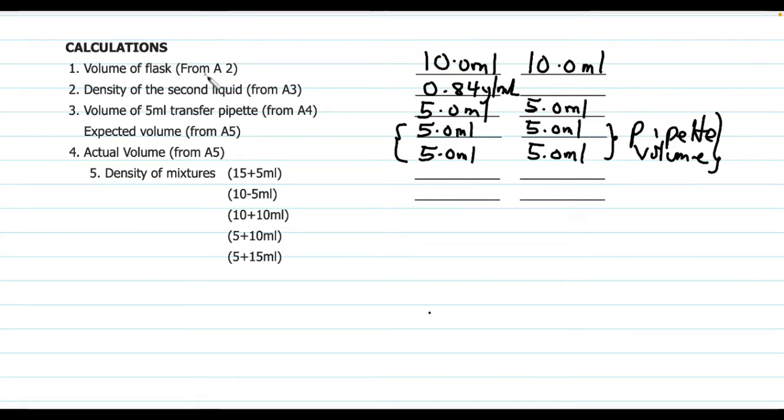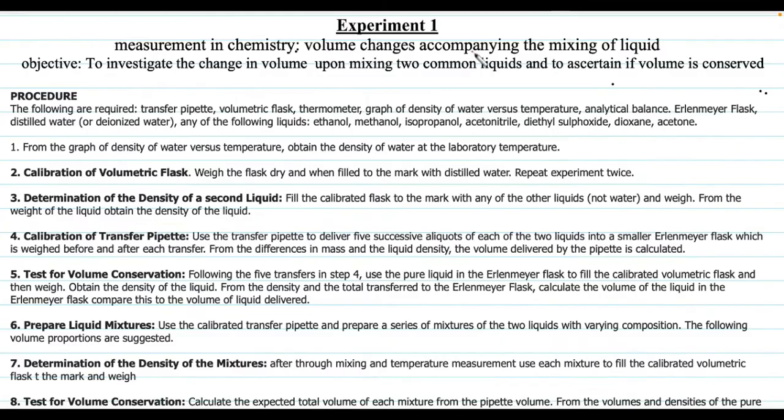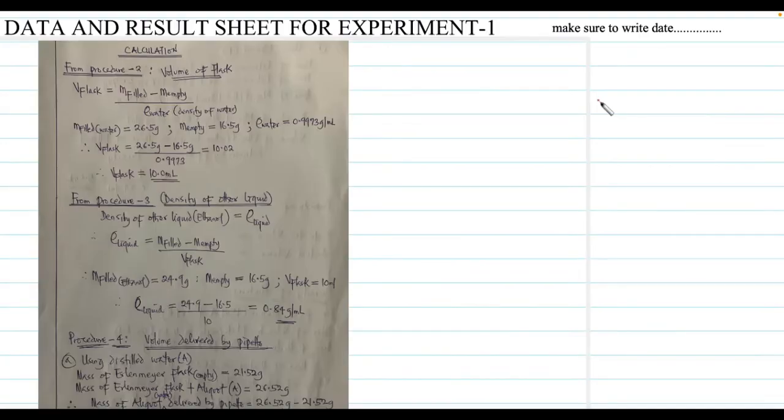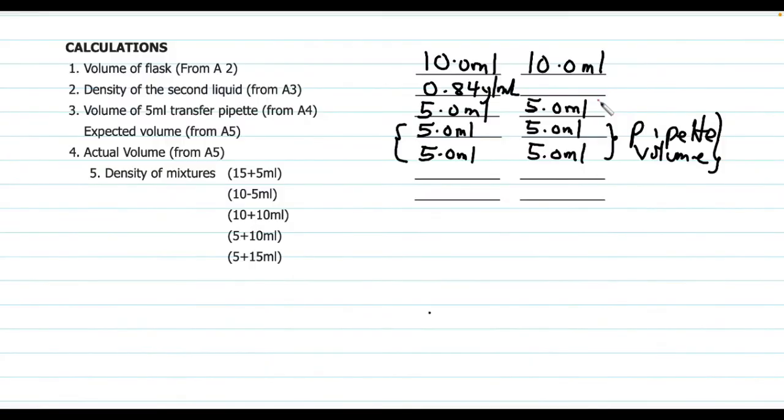So you look for your manual where you have this table, 10.0 ml. Remember, they said we should repeat it twice. From here, this is repeated twice. I didn't do it twice because it's obviously going to give me the same answer, so I just had to do it once. So this is my 10 ml, this is my 10 ml.